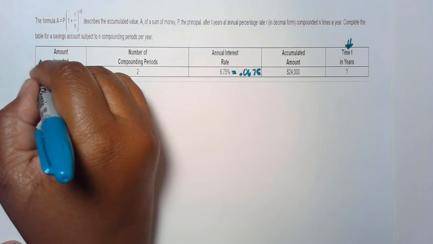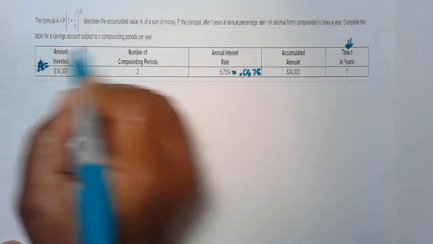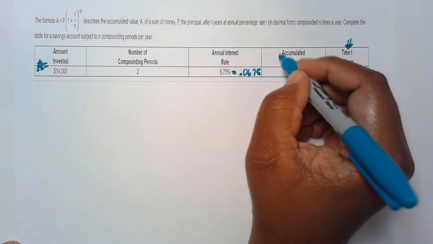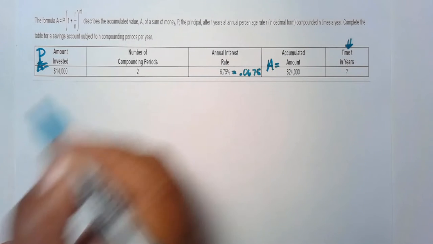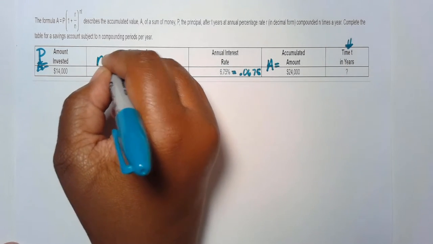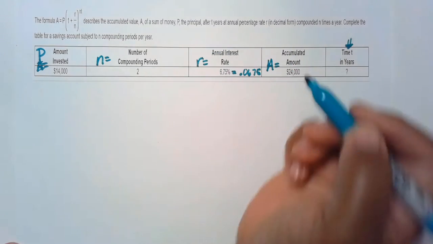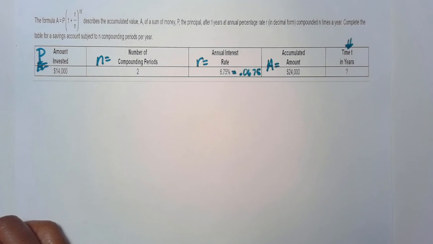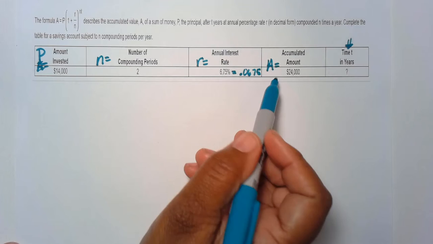So what is given? We are given A, the accumulated amount, P, the principal, what you deposited or what money you invested, and then n represents our number of compounding periods, and then r represents the annual interest rate. We want to find t. In doing so, we're going to use this formula here and plug everything into it.